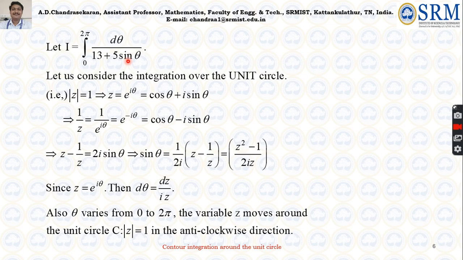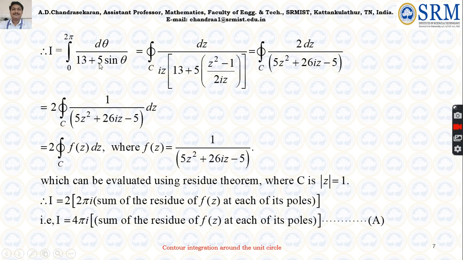This becomes in terms of z. So this is my given I in terms of theta. Let us substitute d theta equals dz by iz, and 13 plus 5 sin theta, where sin theta is (z squared minus 1) by 2iz. Let us cancel the iz first, then 2. Let us take the 2 as the LCM in the denominator. Taking the reciprocal, we get 2 dz by (5z squared plus 26iz minus 5). So after taking the 2iz LCM, cancel the iz; the 2iz into 13 is 26iz.